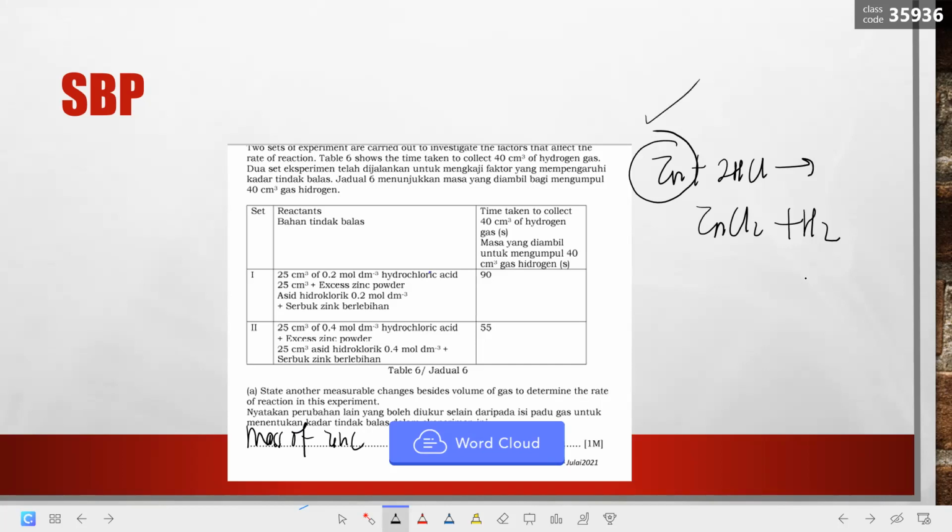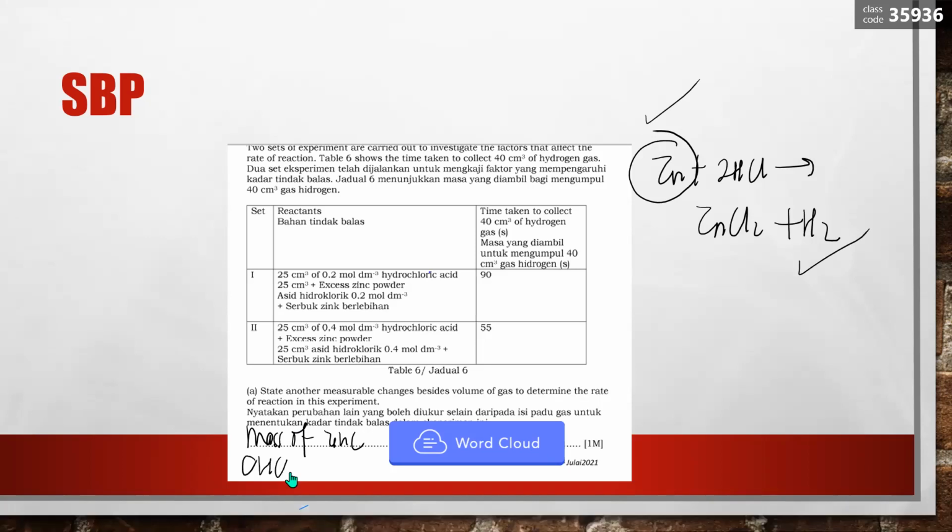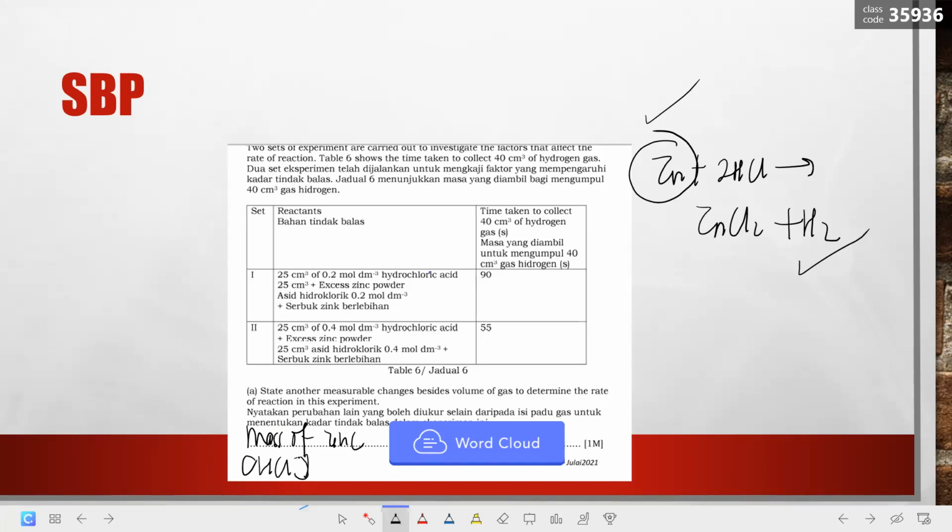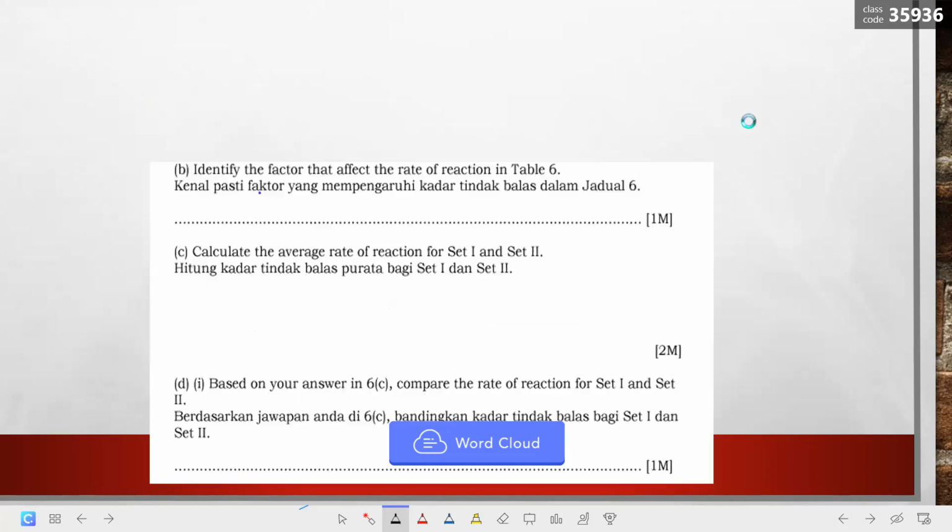I've done zinc. The concentration of hydrochloric acid, sir. Exactly. So you can see they cannot run far. Questions always come back to the same thing. They ask you about the rate of reaction. They cannot run far. They can only touch this, this, and this. That's it. So you got it correct. Let's go to my next question.